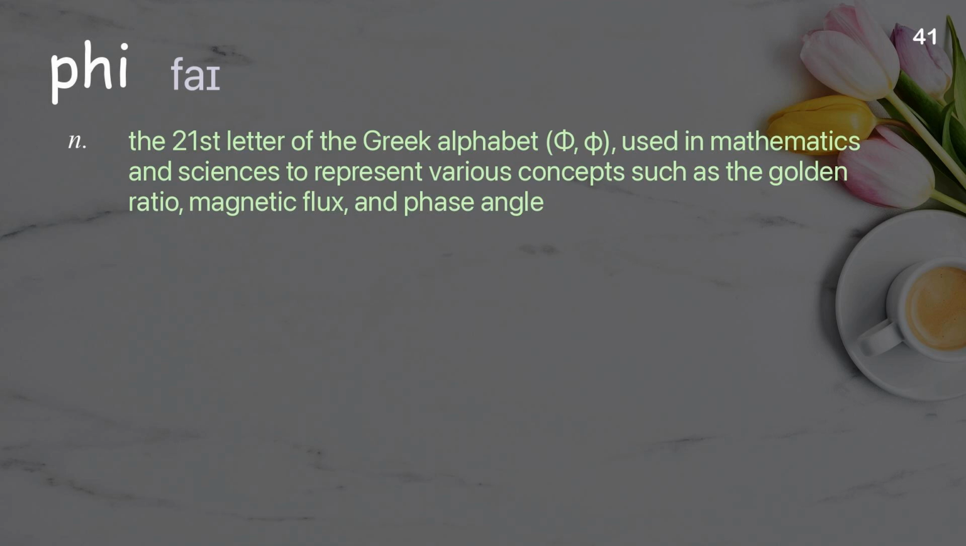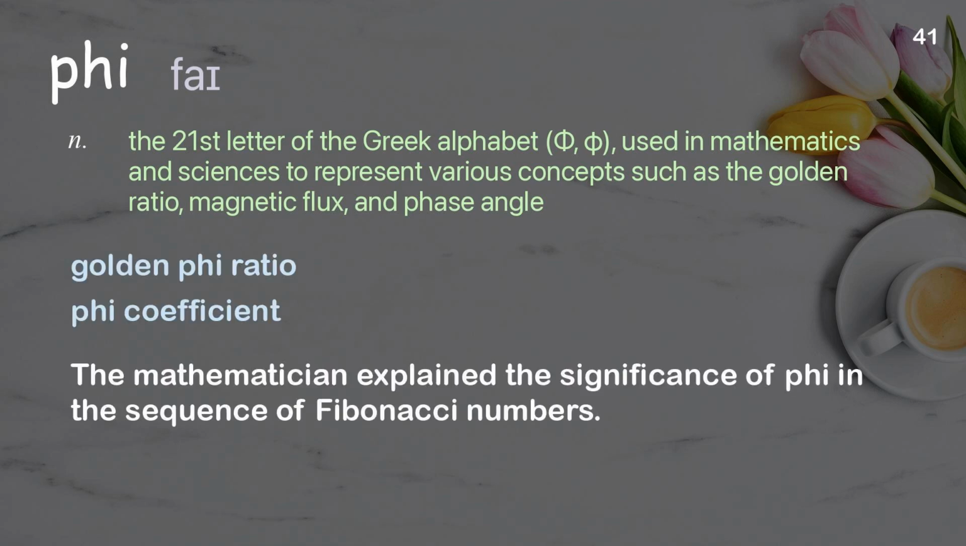Phi. The 21st letter of the Greek alphabet, phi, used in mathematics and sciences to represent various concepts such as the golden ratio, magnetic flux, and phase angle. Examples: Golden phi ratio, phi coefficient. The mathematician explained the significance of phi in the sequence of Fibonacci numbers.